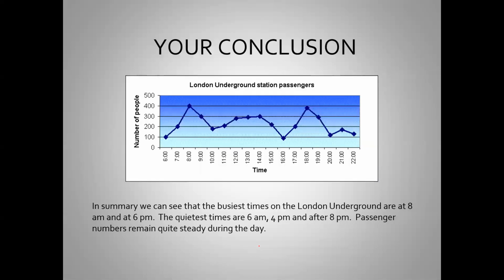Okay. So here is an example of the conclusions of London Underground station passengers. In summary, we can see that the busiest times on the London Underground are 8 a.m. and 6 p.m. The quietest times are 6 a.m., 4 p.m., and after 8 p.m. Passenger numbers remain quite steady during the day. So you can use, for example, busiest. Jadi yang paling sibuk itu kapan, lalu yang paling sepi itu kapan. So you can use the comparisons.